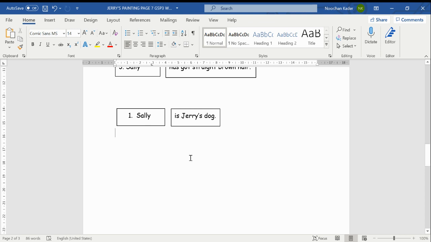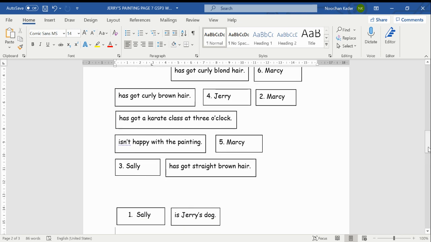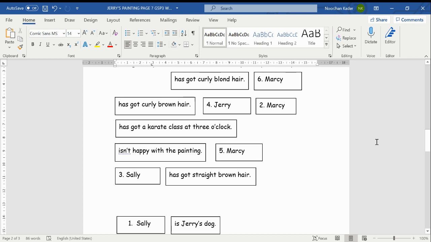Okay, so the first one is Sally is Jerry's dog. That's a very general idea of the story, but then we do not know yet whether the answers are correct. Let's arrange them first and see whether all of the words that we have arranged are correct. Then we have to look for a box which has got number 2.